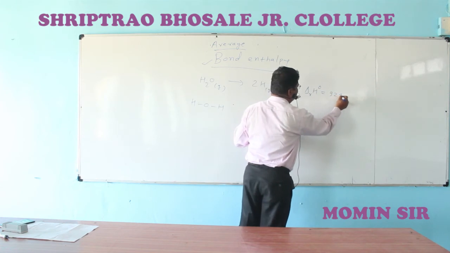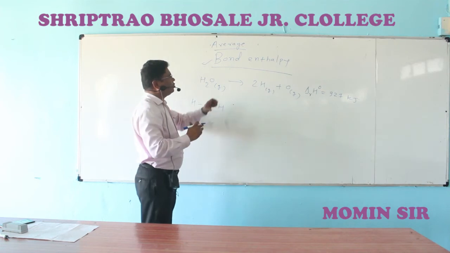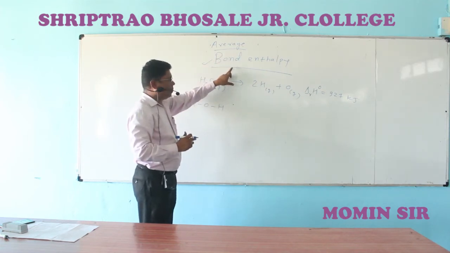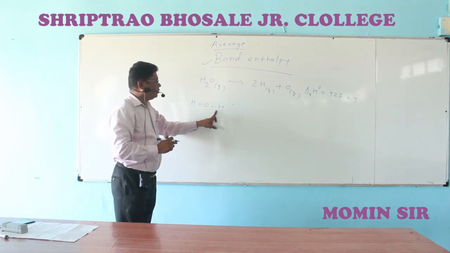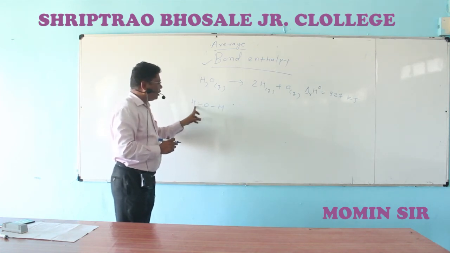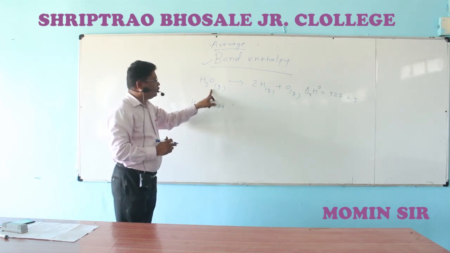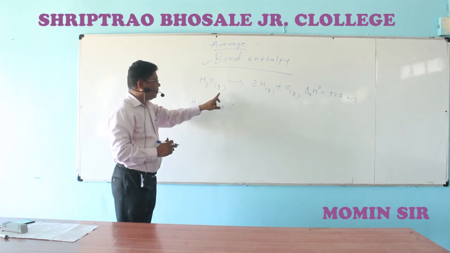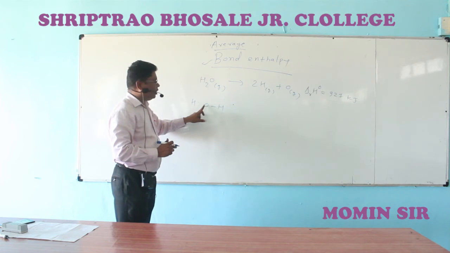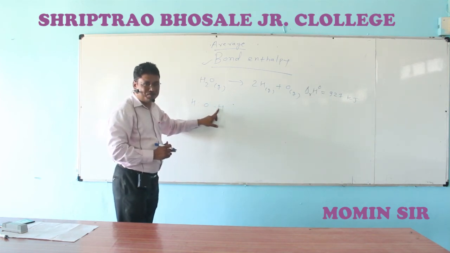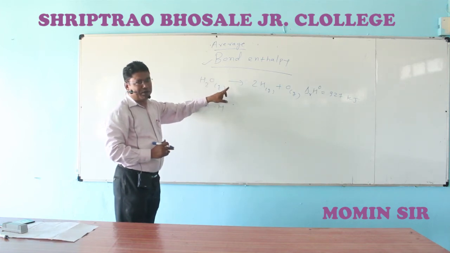Is 927 kilojoule. We are going to study what is called average bond enthalpy. You know that there are 2 oxygen-hydrogen bonds in this water molecule H2O, which is in gaseous state. So the enthalpy required to break the first bond and to break the second bond is different. That's why in this case average bond enthalpy is taken.